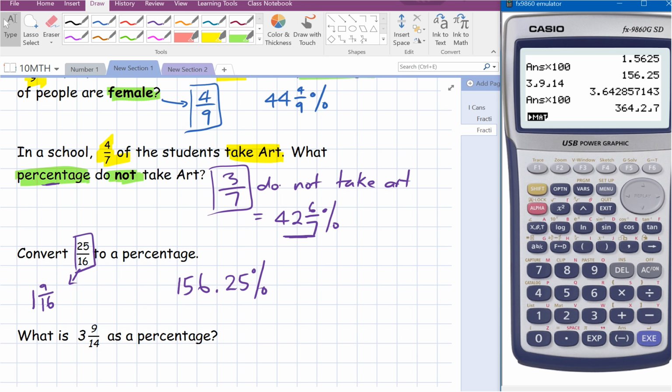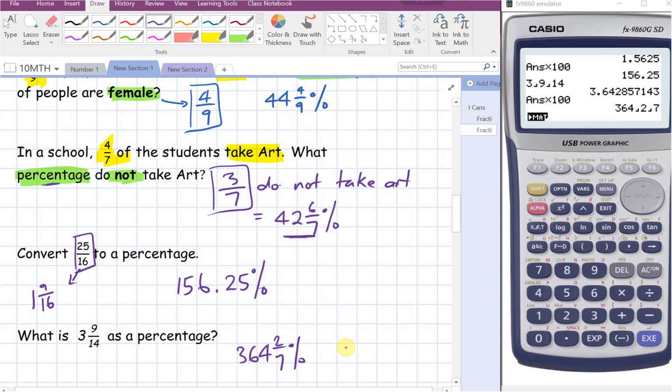Now if I press Shift and then the FD button, that will give it to me as the mixed number. So 364 and 2/7. So that's going to be the percentage. So 364 and 2/7%. You could actually just write that as, if you wanted to round it, 364 point, let's say 29%, if we were rounding it to 2 dp. But this percentage here would be the most accurate percentage.